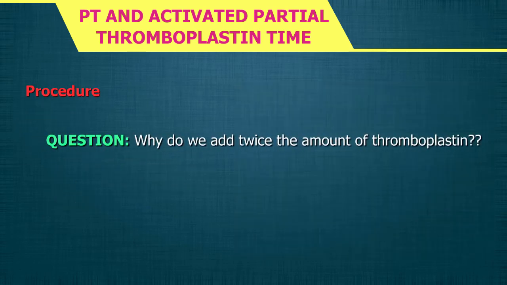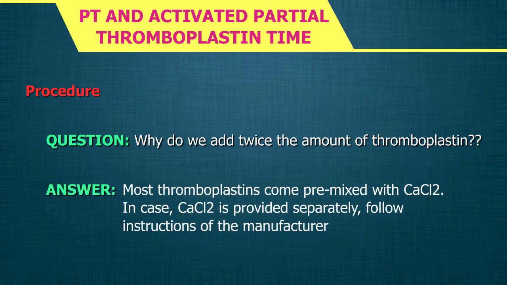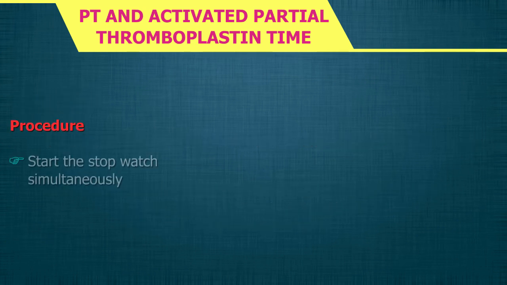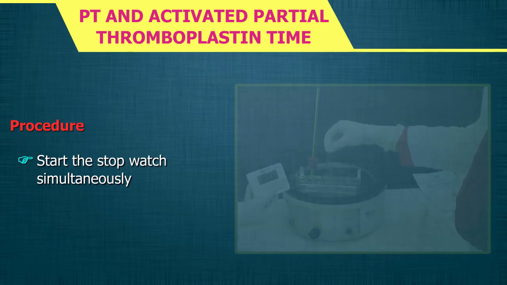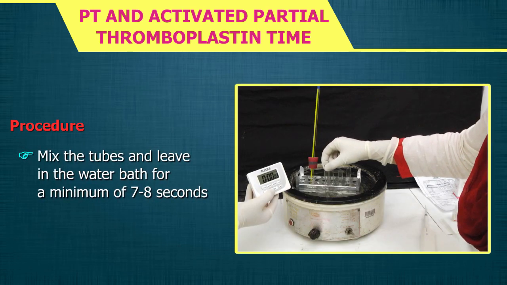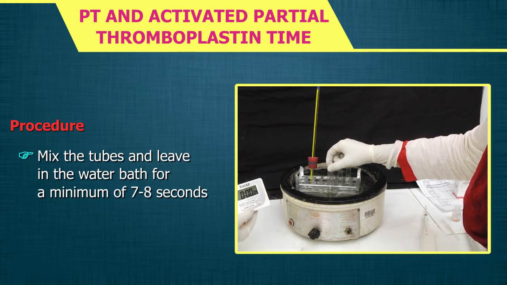Now, why do we add twice the amount of thromboplastin? The answer is, most thromboplastins come pre-mixed with CaCl2. In case CaCl2 is provided separately, follow the instructions of the manufacturer. 6. Start the stopwatch simultaneously. 7. Mix the tubes and leave in the water bath for a minimum of 7 to 8 seconds.